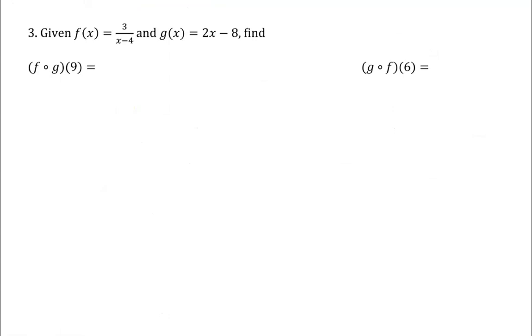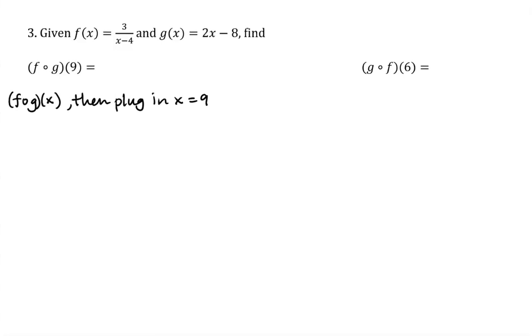In example 3, these examples are a little bit different because now we actually have numbers on the inside of our functions that we want to evaluate them at, not just variables. So there are two different ways that we could do this. We could go in and find the original composition function like we have been doing, and then we could plug in x is equal to 9. So we can find f composed of g of x and then plug 9 into that. So I'll start off by finding f composed with g of x.